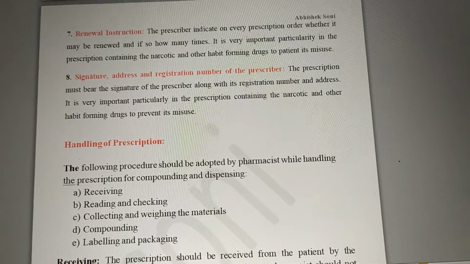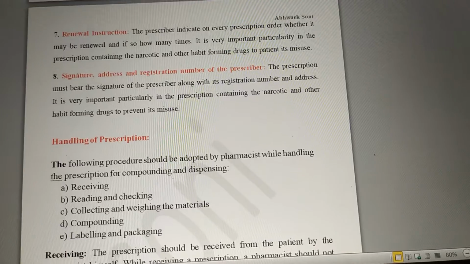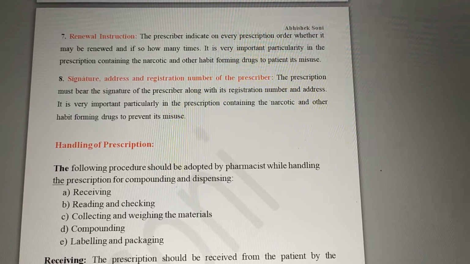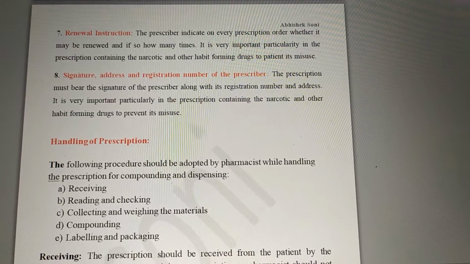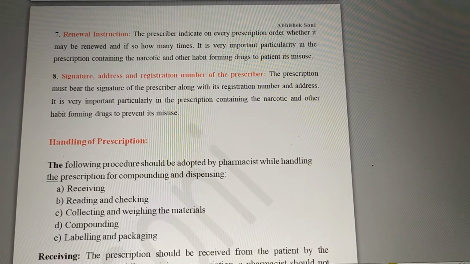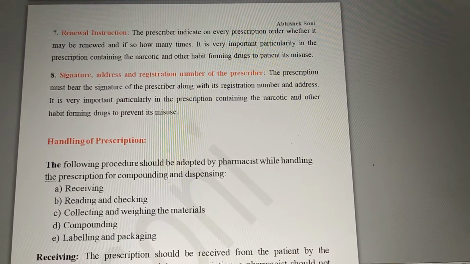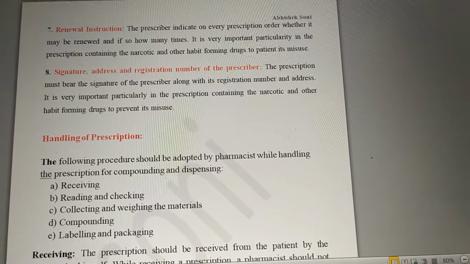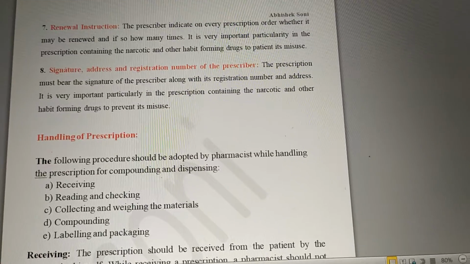Signature, address, registration number of prescriber. Prescription must bear the signature of the prescriber along with the registration number and address. It is very important, particularly in prescription containing narcotic and other habit-forming drug, to prevent its misuse.